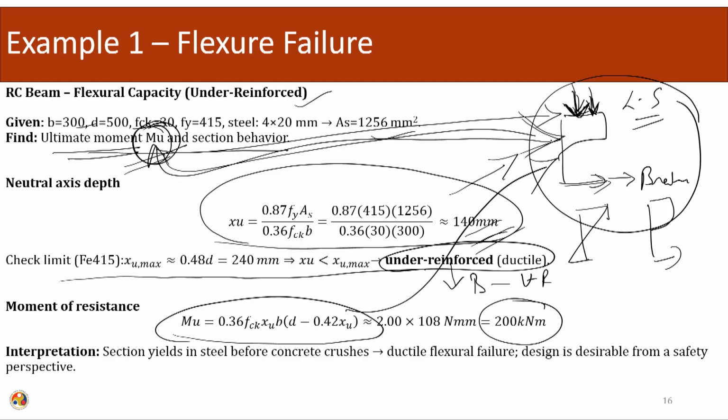Here we are assuming that either the breaking of the steel will occur or crushing of the concrete will occur. So, here we are getting a ductile flexure design, and this design is desirable from a safety perspective.